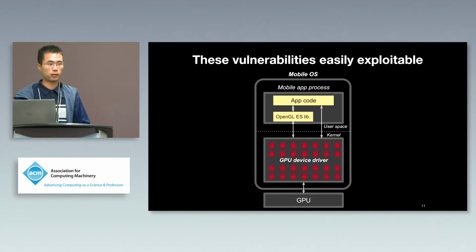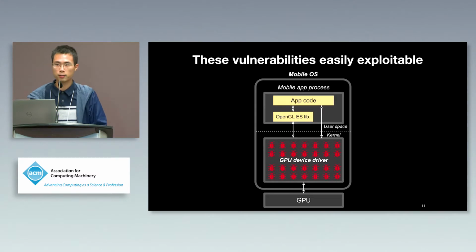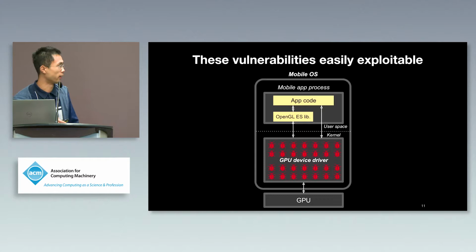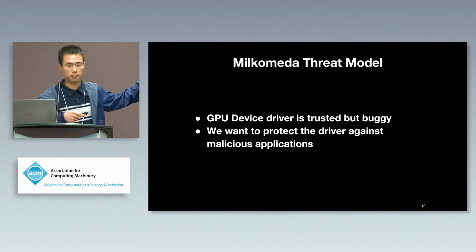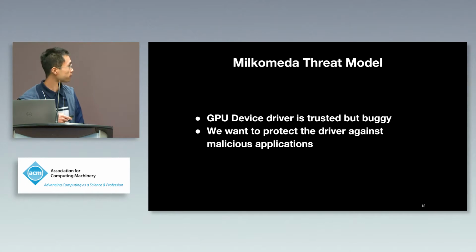We looked at some of the bug reports, and I made some POCs. I built one into an Android app. If I click the app, the kernel crashes. So it's very easily exploitable. In Milkomeda, we assume the GPU device driver is trusted but full of vulnerabilities, buggy. We want to protect the driver against malicious app code.